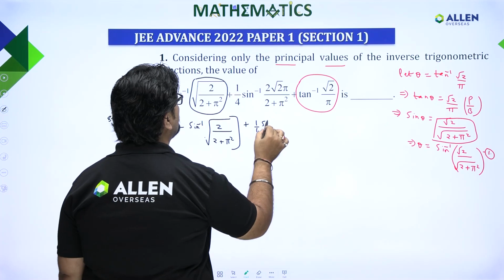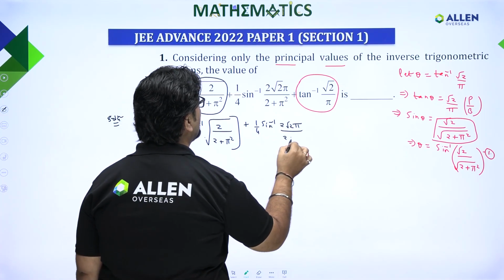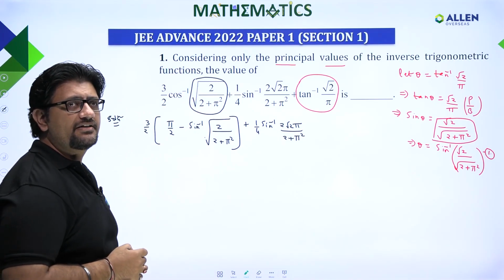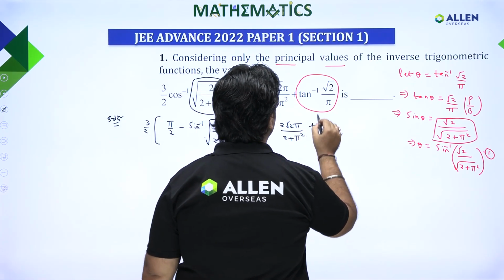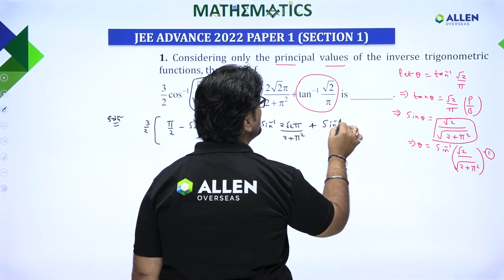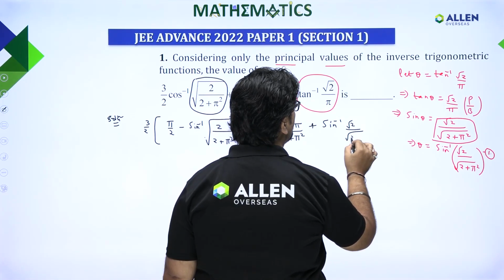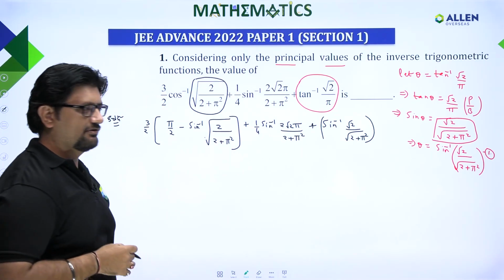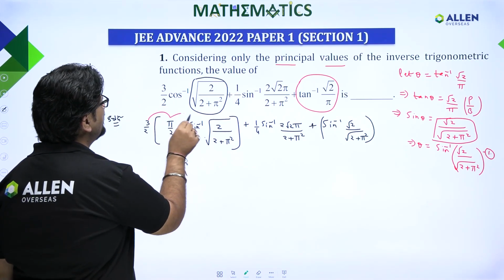This is 1 by 4 sine inverse of 2 root 2 pi divided by 2 plus pi square. Hopefully you are getting my point very clearly. Also I am writing this tan inverse of root 2 by pi in terms of sine inverse, because this is the theta I have assumed. So it will be sine inverse of root 2 upon root of 2 plus pi square. This is the value we are getting. Now what to do is just multiply 3 by 2 inside.